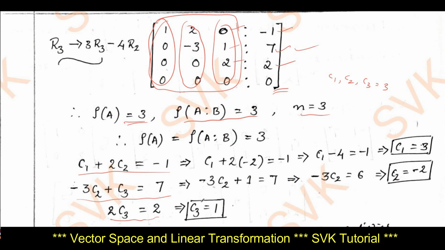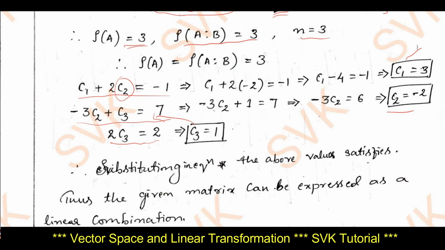So I will substitute this C3 value in the above equation. So minus 3C2 plus 1 equals 7. I have substituted, and simplifying this, I got C2 equals minus 2. Substituting C2 and C3 values in the above equation, I got C1 value as 3. So these are the values of C1, C2, C3.